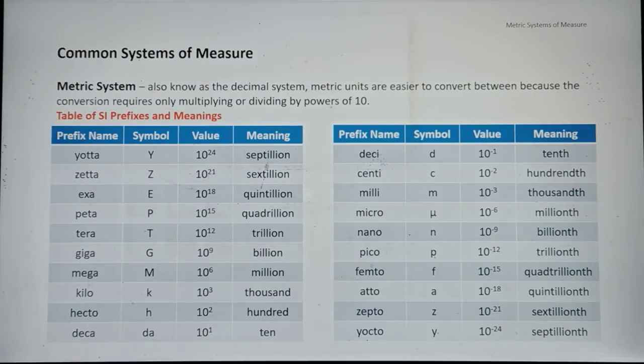The prefixes with lower values than the base unit, their values and meanings are also presented in this table, namely the deci, centi, milli, micro, nano, pico, femto, atto, zepto, and yocto. These SI prefix values serve as the conversion factor when converting a measure from one unit to another. Some examples are presented later in this video.